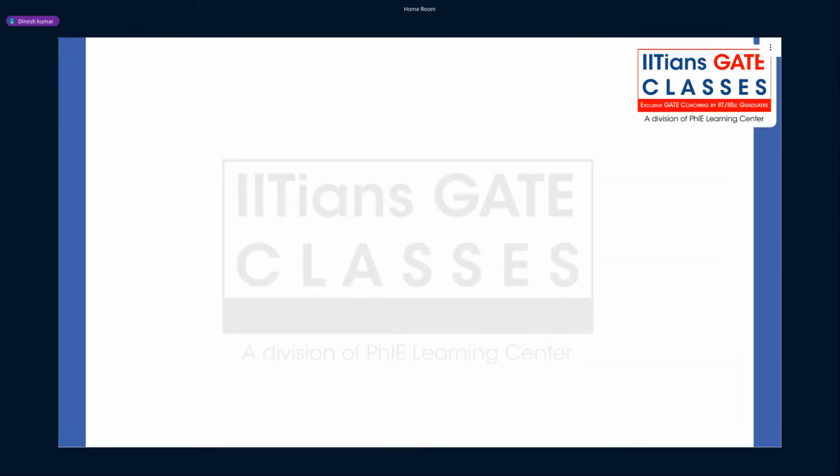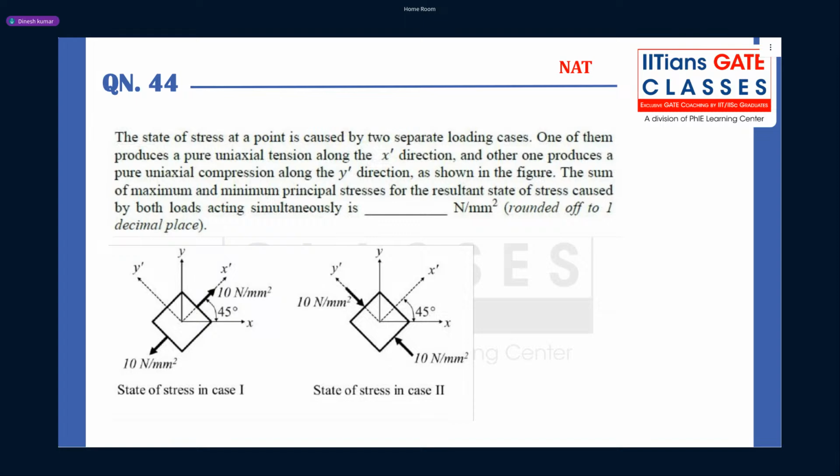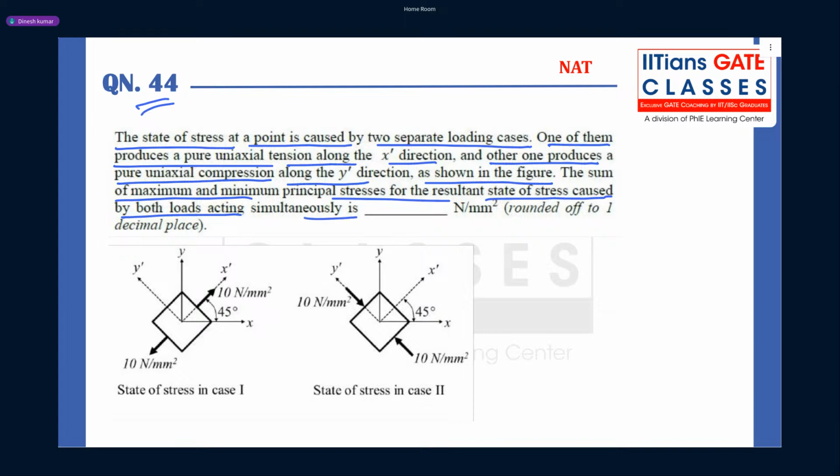Okay, so let's move to the last question, which is question number 44. It is again a simple question from basic elasticity. So read what the question says. The state of stress at a point is caused by two separate loading cases. One of them produces a pure uniaxial tension along the x direction, and the other one produces a pure uniaxial compression along the y dash direction, as shown in the figure. The sum of the maximum and minimum principal stress for the resultant state of stress caused by both loads acting simultaneously. So guys, such a question is there in Maxon.